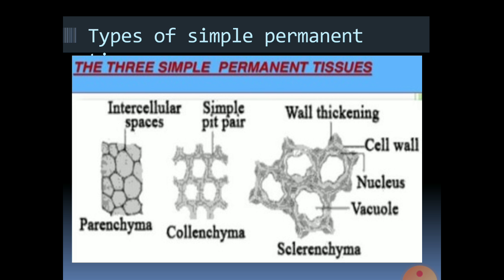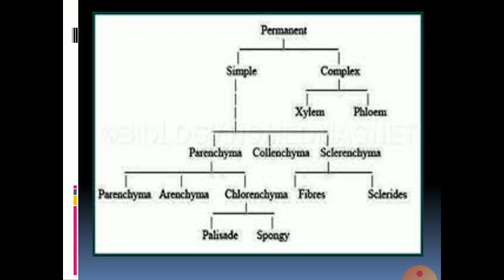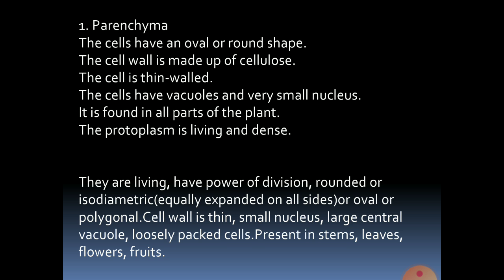You can see the types of simple permanent tissue. In this session we will study the simple permanent tissue, and that can be divided into basically three types. First is parenchyma, then collenchyma and sclerenchyma. Parenchyma is further classified as aerenchyma and chlorenchyma. In the next slide we will discuss the details of each type of simple permanent tissue.